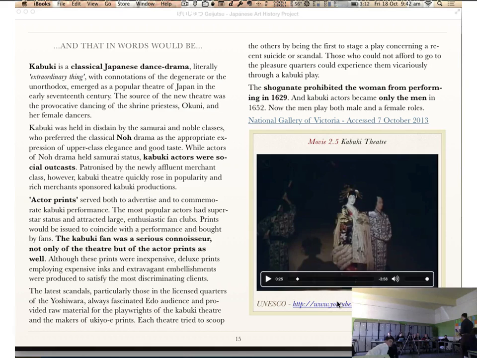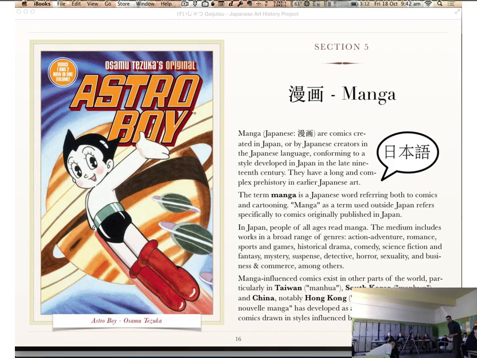All right, so here's another art form. I'm jumping forward a bit now, going into manga. A lot of you know manga as an art form. When I say manga, what do you think of? Cartoons, maybe comics. Comics, Pokemon, yes. So guys, manga is a term that basically refers to comics and kind of cartooning.